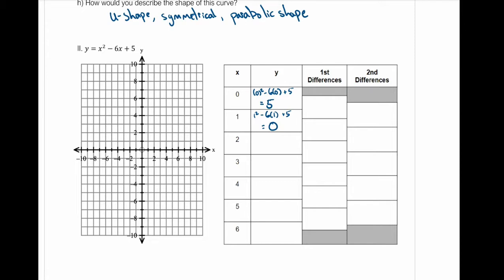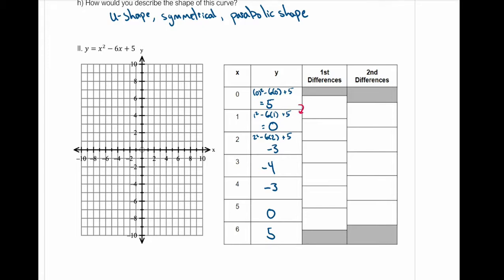Same thing with the next one. I'm going to plug in the x value and solve for y. So 2 squared minus 6 times 2 plus 5, and I get negative 3. And if I continue this for every x value, I should get negative 4, negative 3, 0, and 5. So again, we start to see that repetition, which leads us to believe that we have the right points going on.